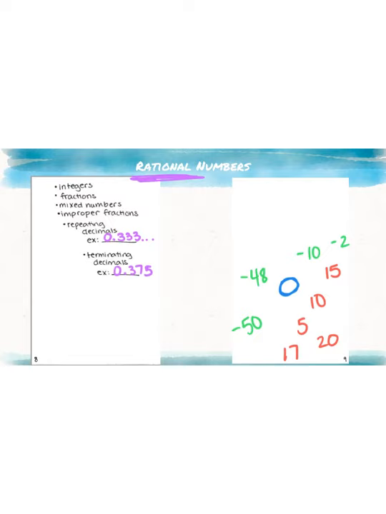So there's a couple of different types of decimals. One type is repeating decimals. So an example of this is 0.333, and it repeats on forever, but there is a pattern. We know that it will always be 3. And then there are terminating decimals, where the decimal ends. And an example of this is 0.375.